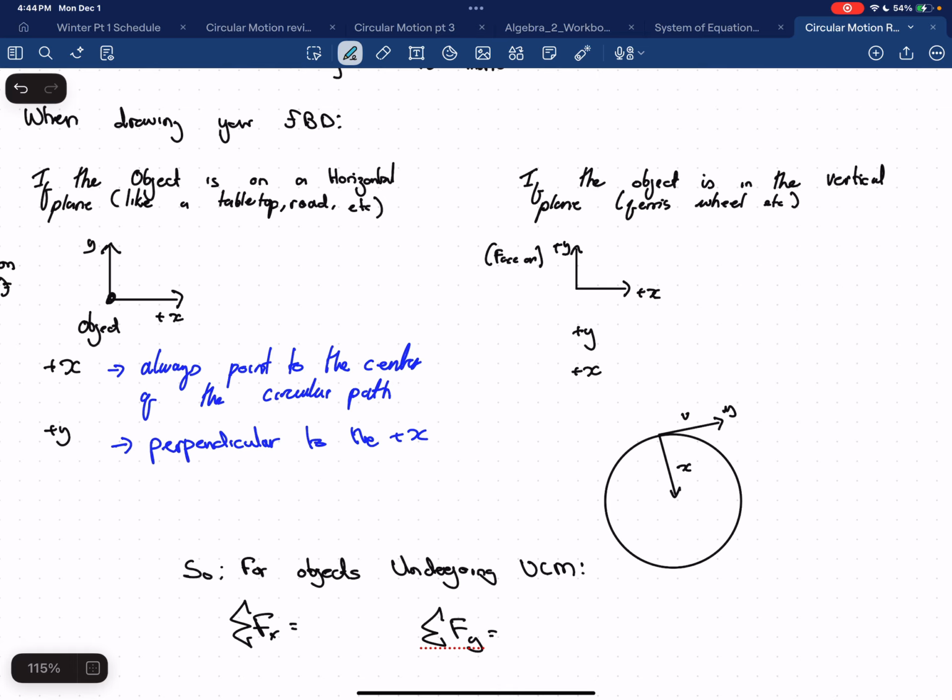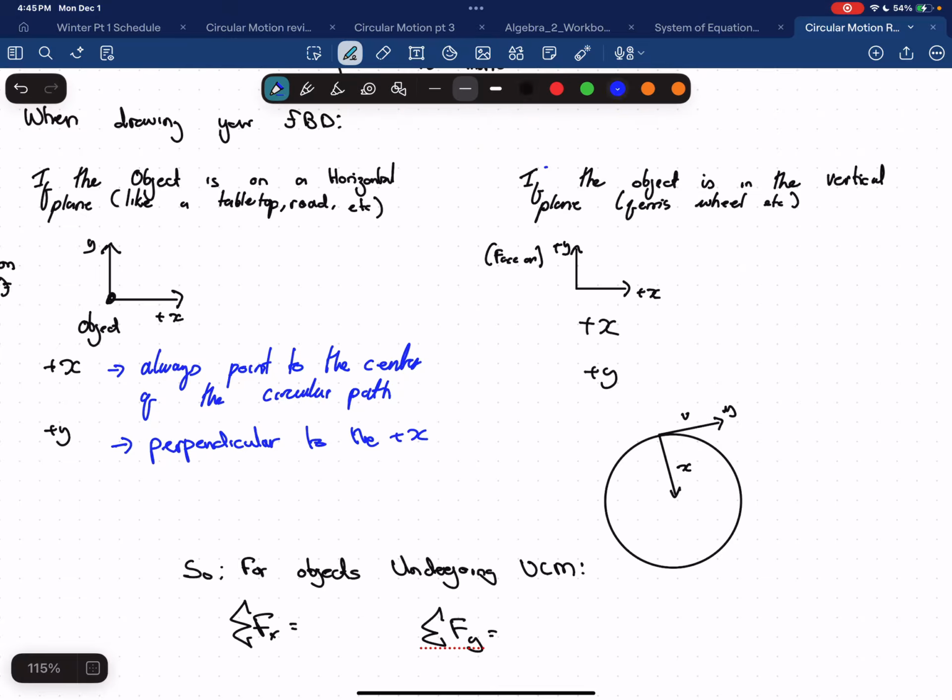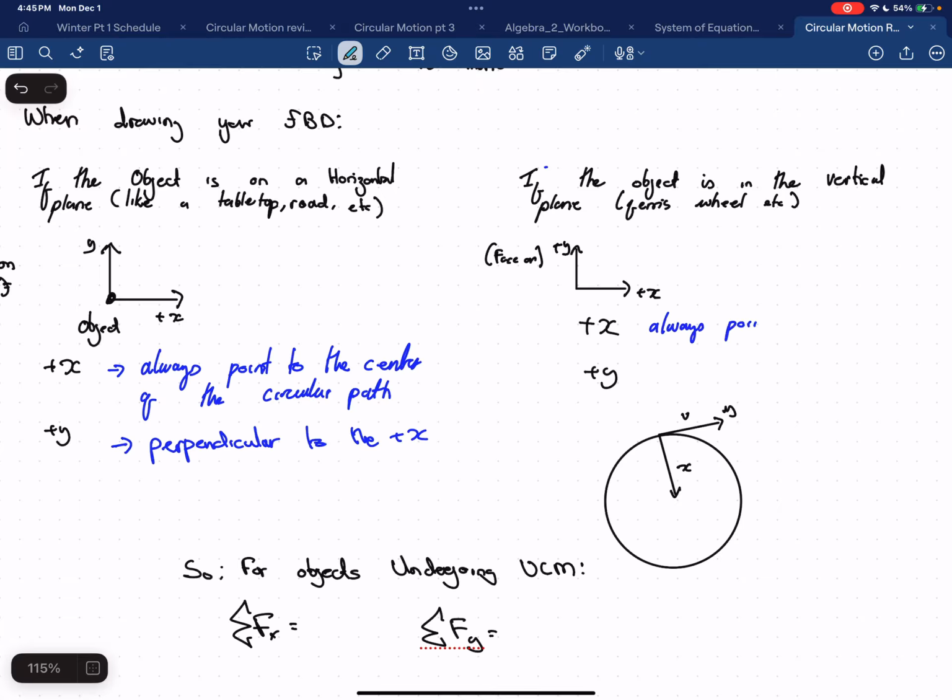If the object is in the vertical plane, like a Ferris wheel, for example, the Ferris wheel is in the vertical plane, our plus x, again, always points to the center of the circle.